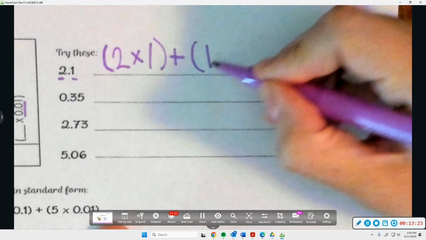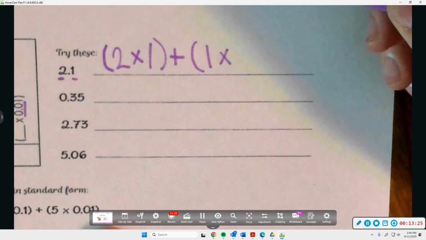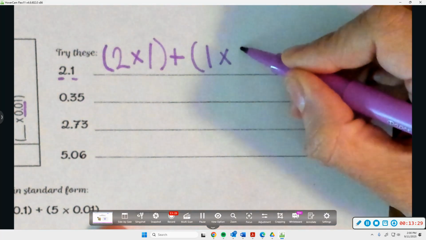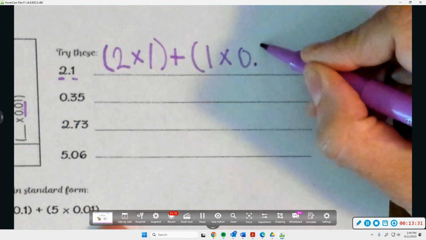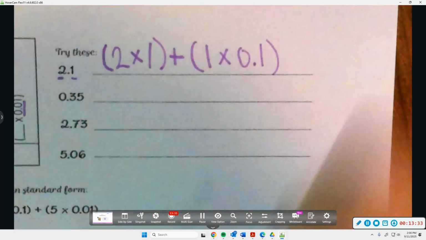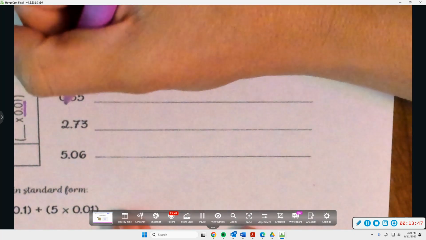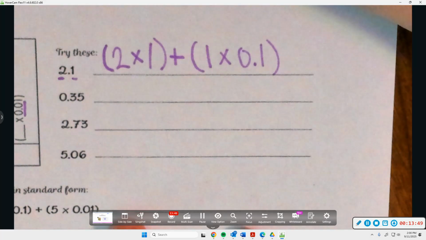But what's the place? It's in the tenths place, so I would put 0.1. Done. Okay. 0.1. Why? Because the tenths place is directly behind the decimal. Yes, ma'am. All right, let's try the next one because this one goes to the hundredths.